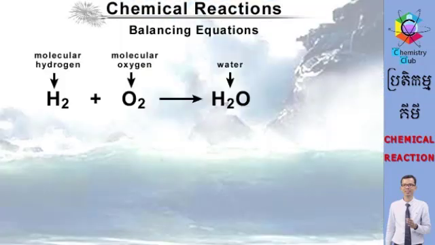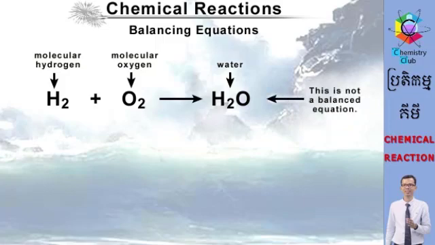The first step in balancing a chemical equation is to replace the names of the compounds with their correct chemical formulas. Using the formulas for molecular hydrogen, molecular oxygen, and water leads to the following equation. H2 plus O2 yields H2O. A quick look at this equation will show you that this is not a balanced equation. Do you see why not?